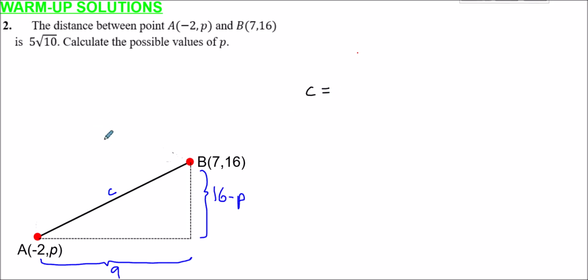but actually we know what c is, don't we? So scrap that, I just thought about this. C, the distance, we're told it's 5 root 10. Even better.